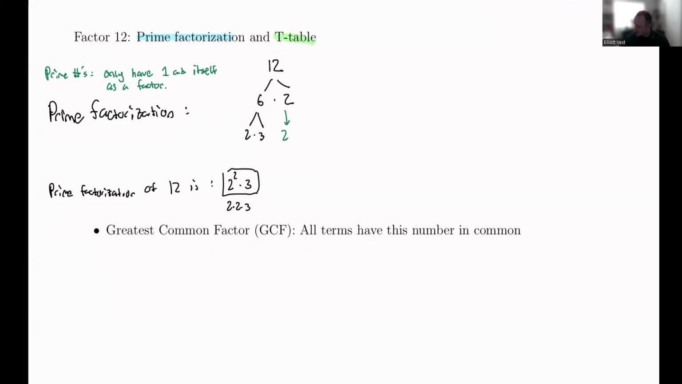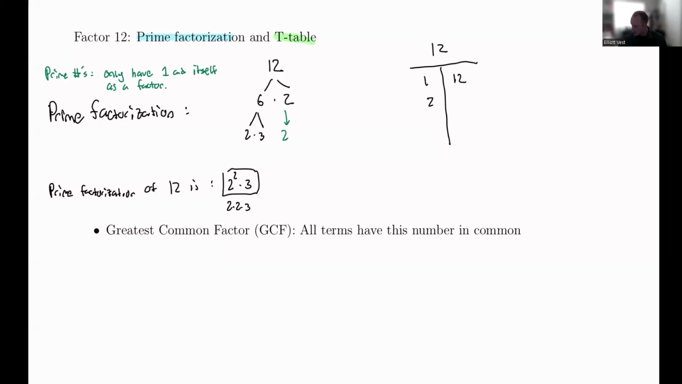The t-table is a little different. The t-table are just all possible ways we can factor 12. So you make a t, you put 12 at the top to say we're factoring that number. Okay, so what are the ways I can multiply two numbers and get 12? Well, 1 times 12. In fact, that's what it is for everything. Prime numbers just have 1 times that number.